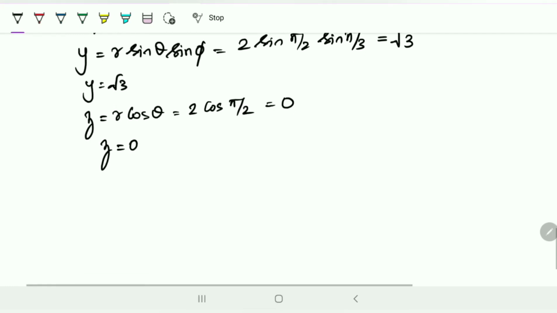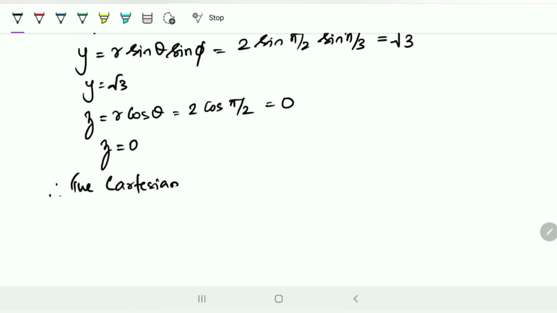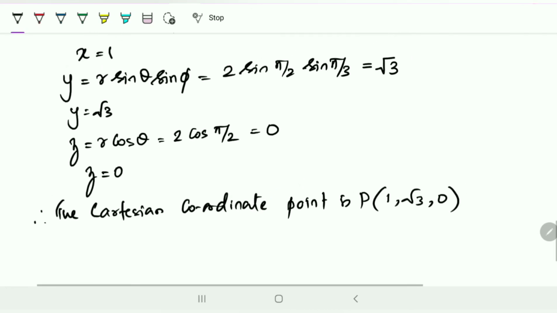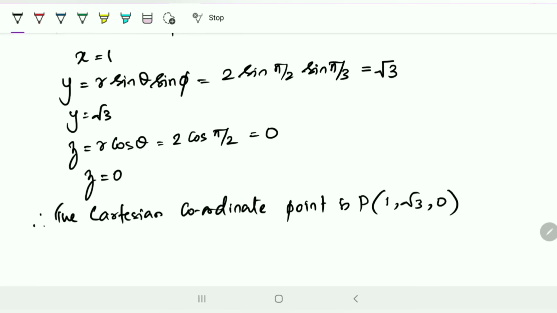So now let us write the final answer. The Cartesian coordinate point P can be given as 1 comma root 3 comma 0. Okay, so this is the answer. That is, we have converted our given spherical coordinate system to a Cartesian coordinate system.